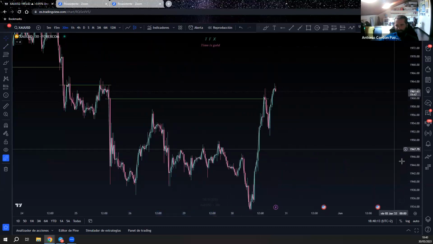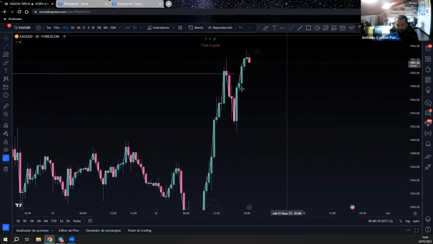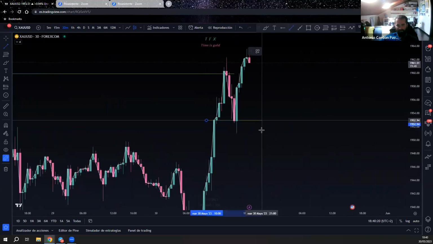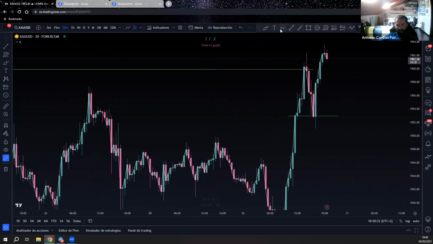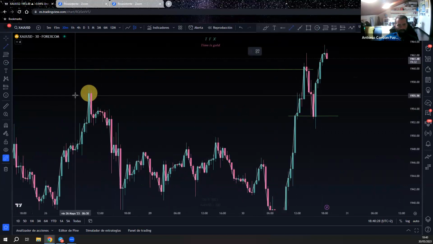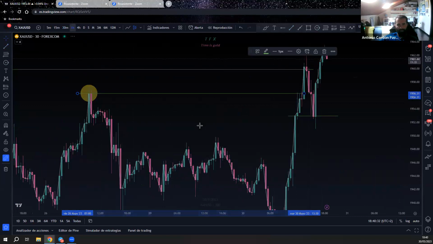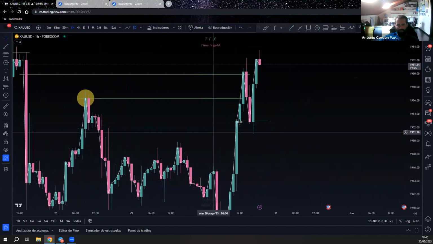Price reacted perfectly today, but it continued to the upside, maybe because we have another gap here that causes the break of this level. Then we have this level. This is M30, sorry. We are going to move like this. Then we have this gap and this gap.